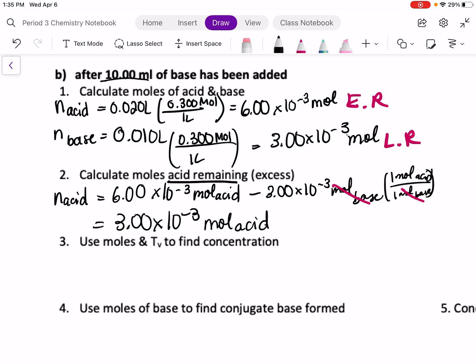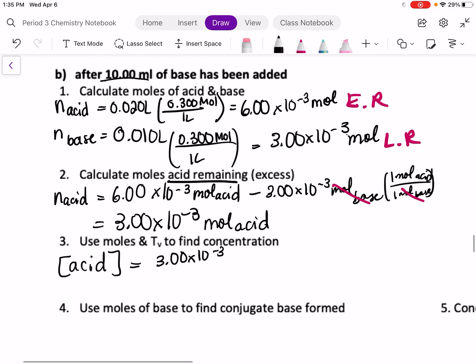Now we've joined two volumes, so we need to find the new concentration of our acid. So we know that we have this many moles of our acid, and the total volume will be 0.030. That's 0.20 plus 0.10 liters. This gives us a value of 0.100 moles per liter.